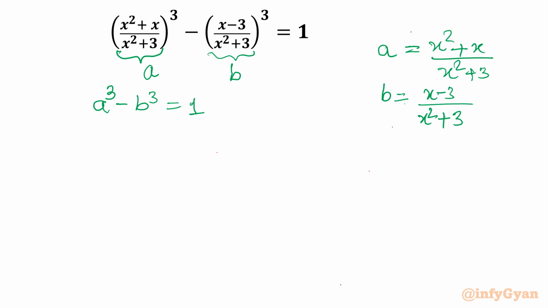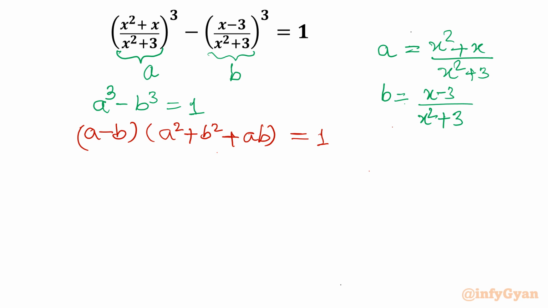Now we will use one algebraic identity, which is very common and popular: a³ − b³ = (a − b)(a² + b² + ab). And the RHS would be 1 as it is. Now we will put the values. See, it will get reduced in form.